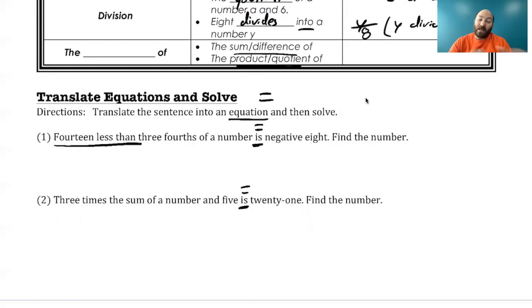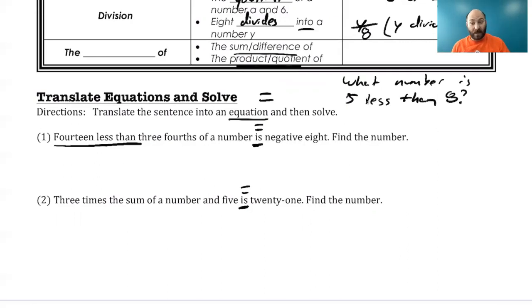When we say less than, I like to think of an example. Let me rephrase that. What number is 5 less than 8? If you think about that for a second, hopefully you came up with 3. And the reason I can do 3 is I do 8 minus 5 equals 3. 3 is 5 less than 8 is what I would say here.